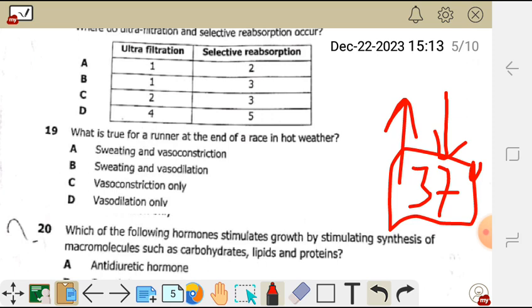Then from there, what will happen in the skin? We are going to see vasodilation, which is dilation of blood vessels so that more heat is lost on the skin. So in a runner, in hot weather, we are going to see sweating and vasodilation, which is the correct answer for question 19: B.